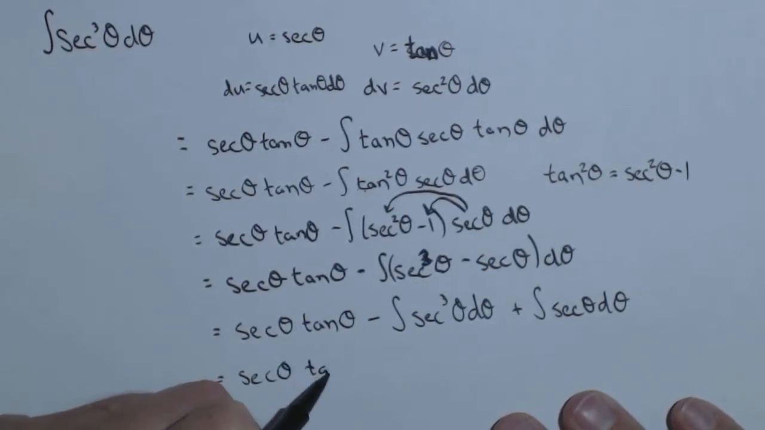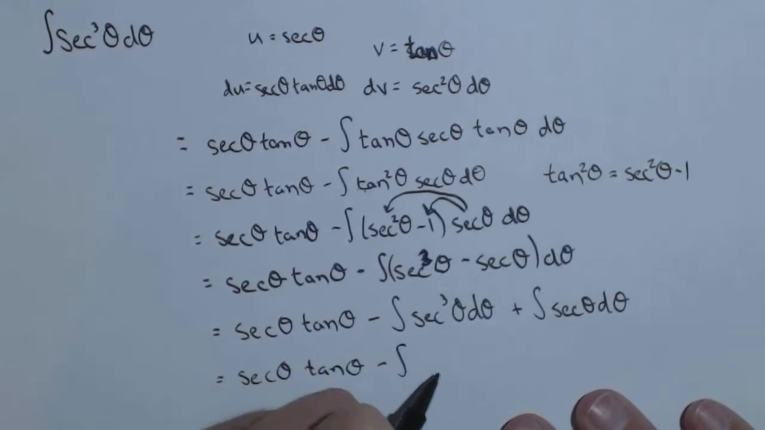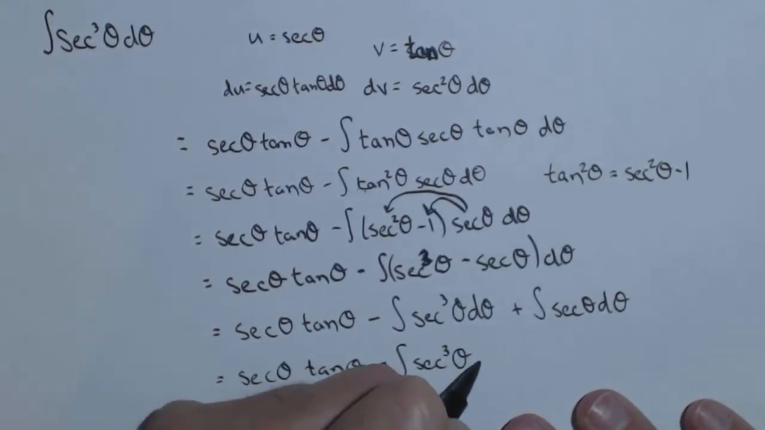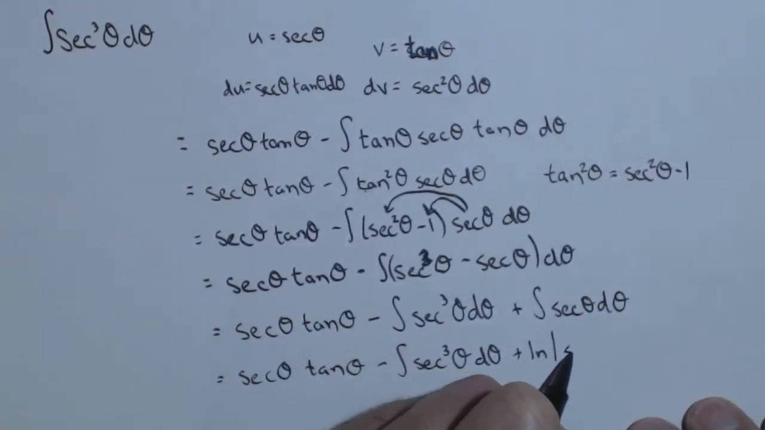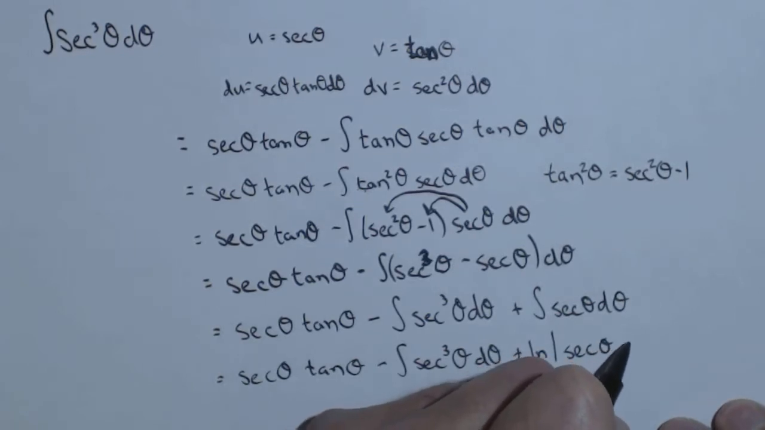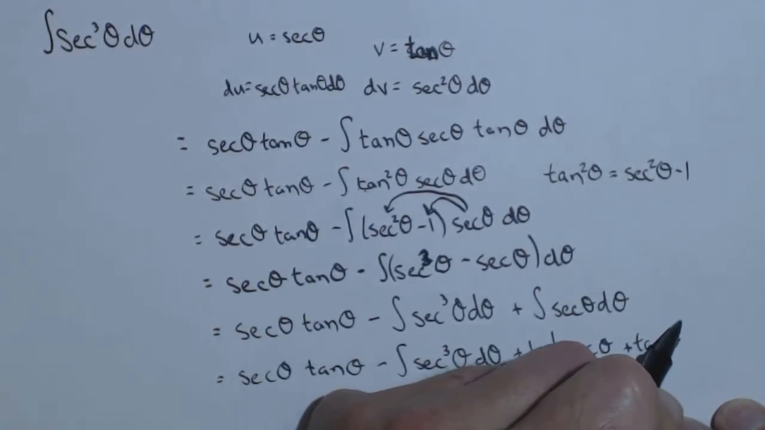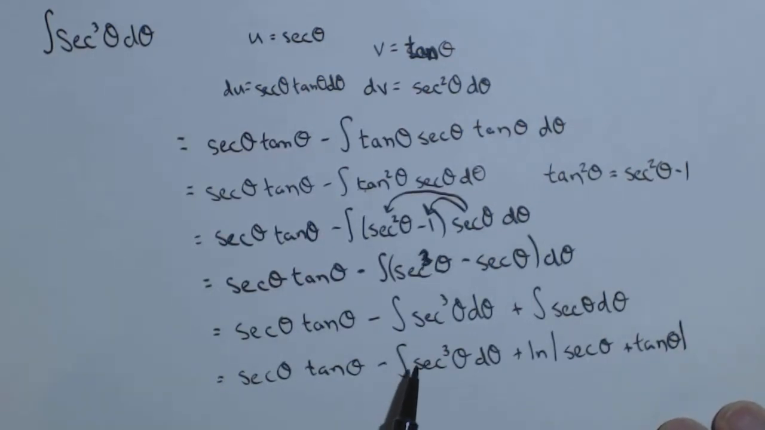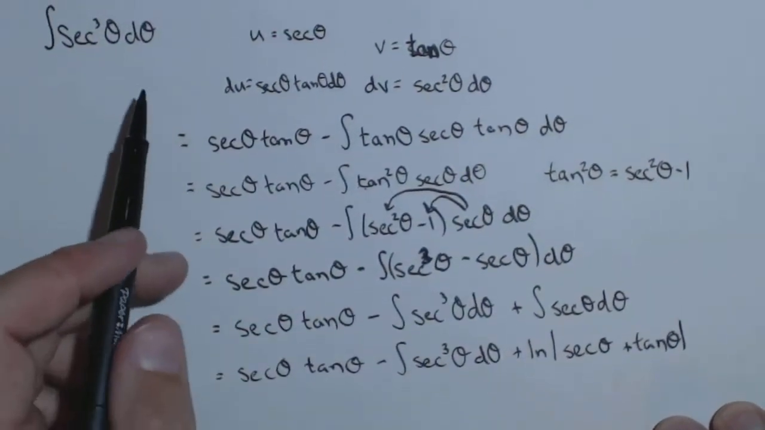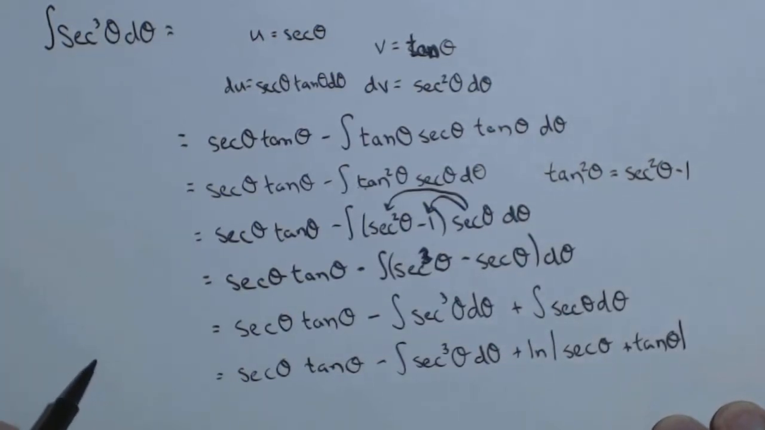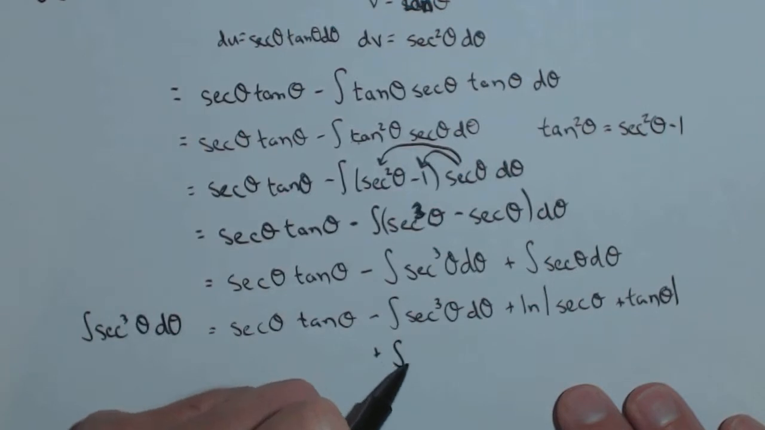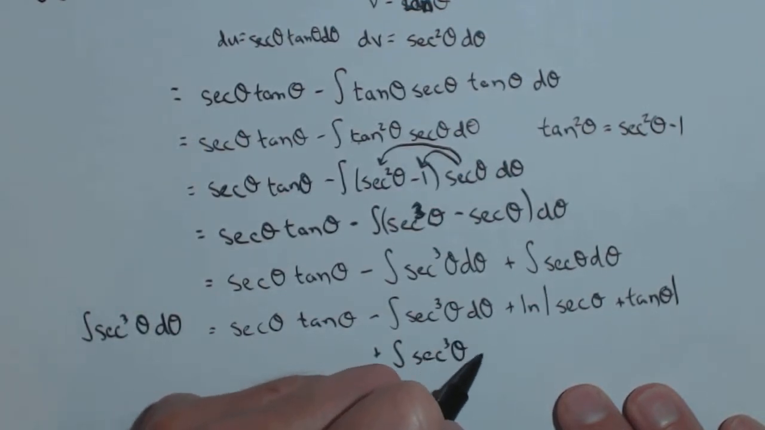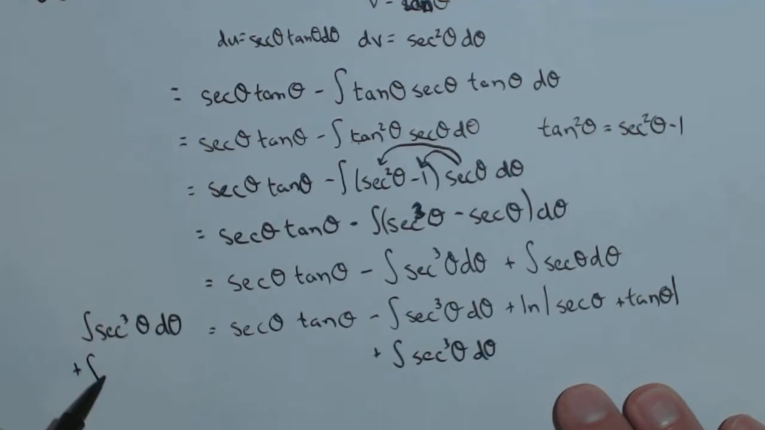So I have secant theta tangent theta minus, and I'm just going to leave it as an integral, secant cubed theta d theta, and plus the natural log of the absolute value of secant theta plus tangent theta. And now remember what we're trying to solve for. This all started all the way back up here. This was to solve the integral of secant cubed theta d theta. So what I'm going to do is add secant cubed theta d theta to both sides.